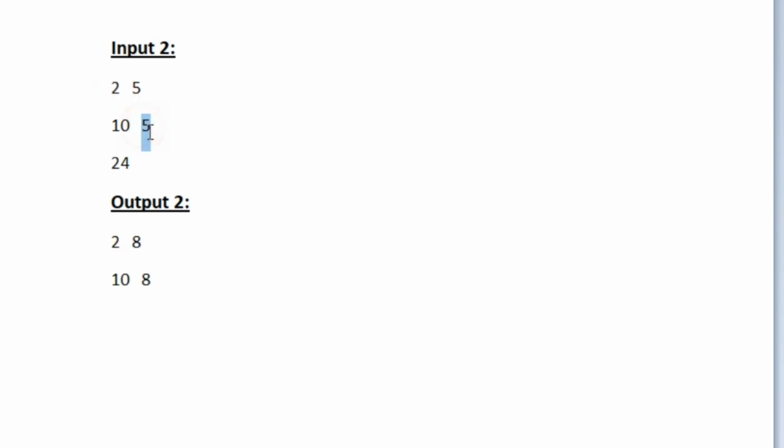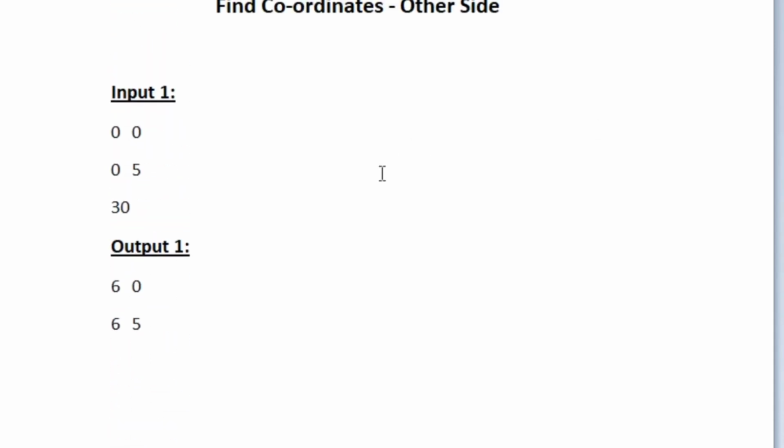So this is how we will be calculating the new coordinates using the given input coordinates and the area of the rectangle. Now let us see another example, that is our sample input 1. In our sample input 1, these are the given two coordinates and the area of the rectangle is 30. After finding the breadth, the value of breadth will be equal to 6.